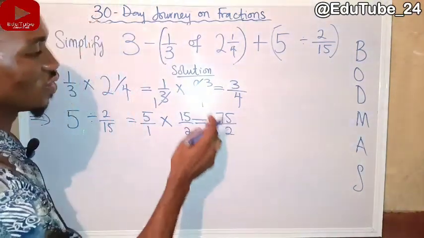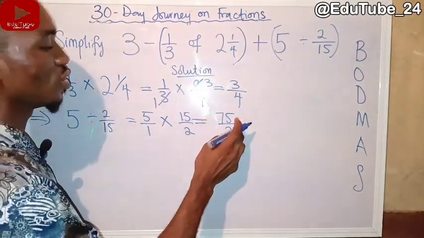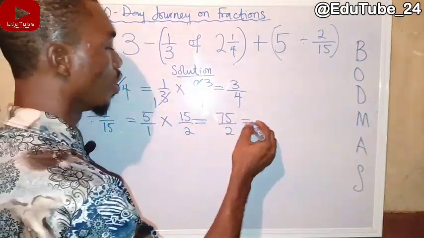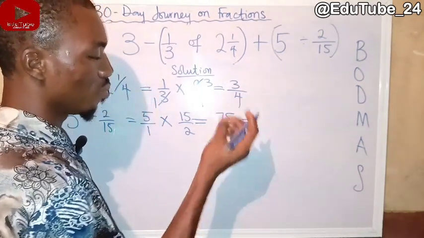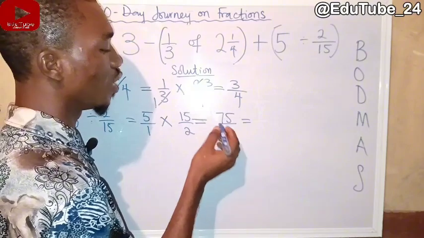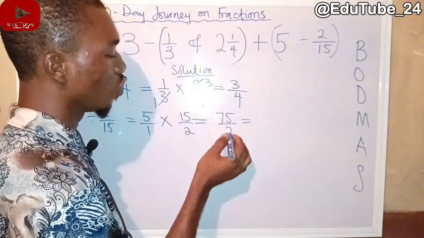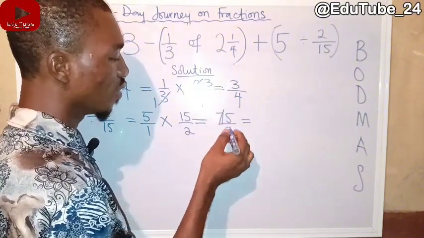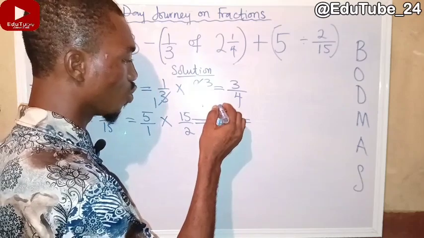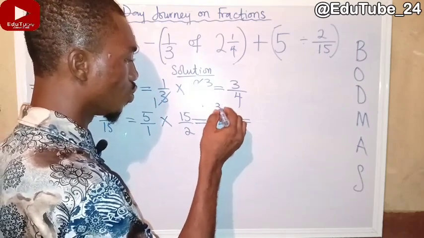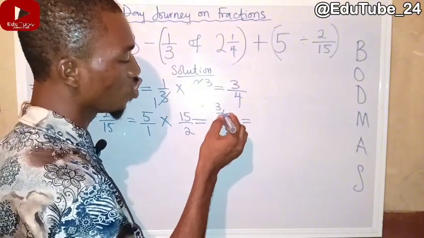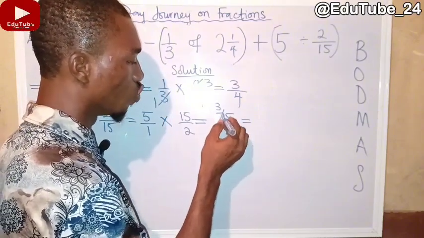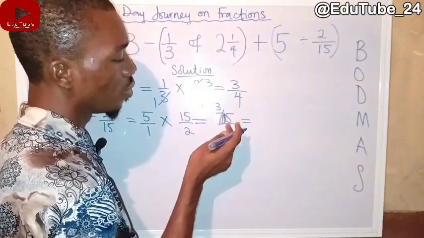Now this is an improper fraction, which means I have to return it back to a mixed number. So 2 in 75, how do you simplify this? 75 may be a big number for you, so you take it one digit by one digit. So how many times does 2 go in 7? Definitely 2 times 3 is 6. So 2 in 7 is 3, because 2 times 3 will give you 6. And if you take away 6 from 7, you are going to be left with 1. So remainder 1.